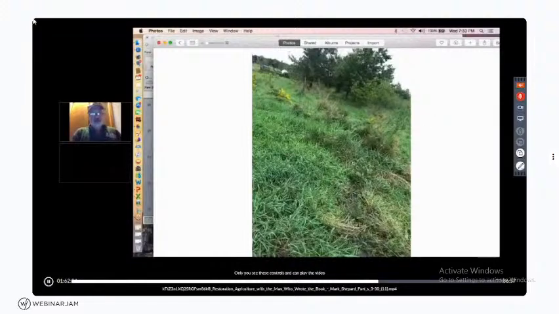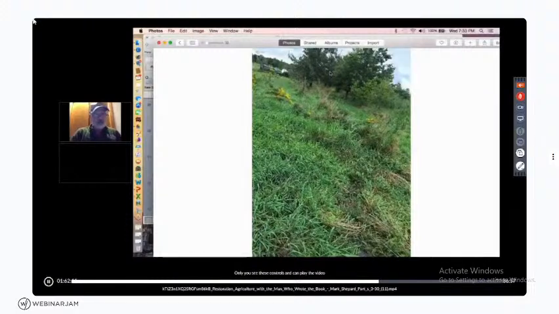That's the one going towards the ridge. Here's the second pond down. When this fills up, I've designed the system as an overflow system.